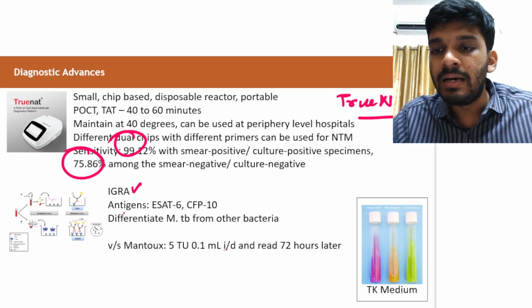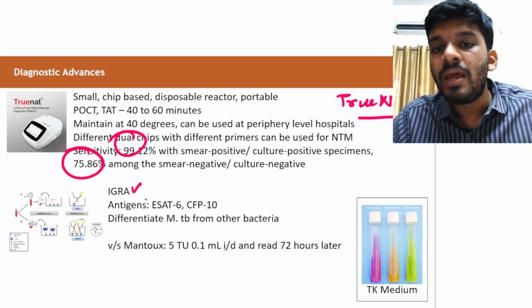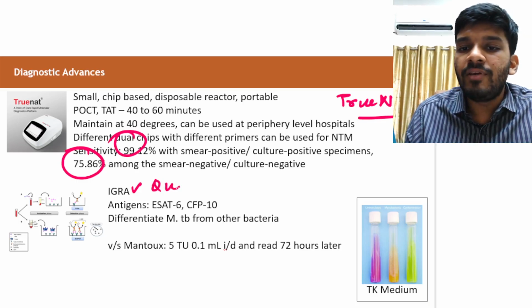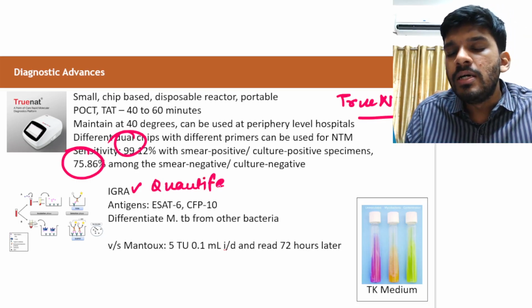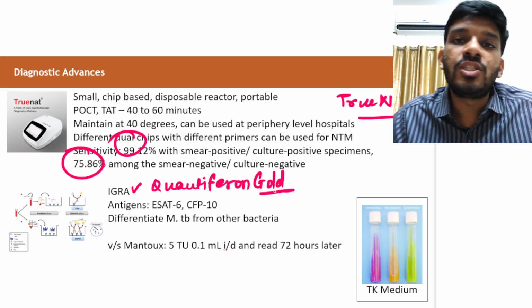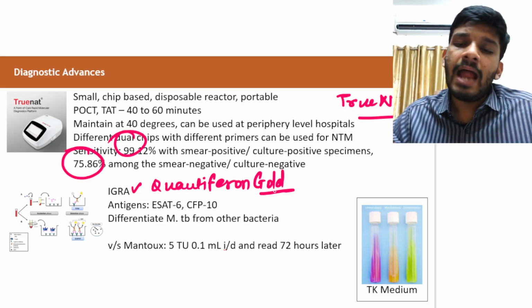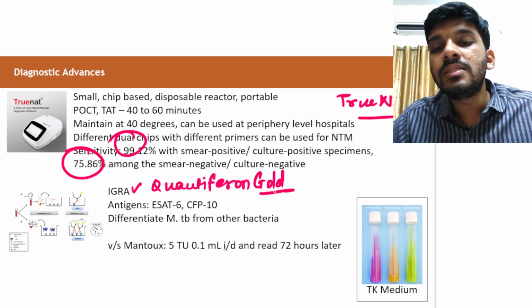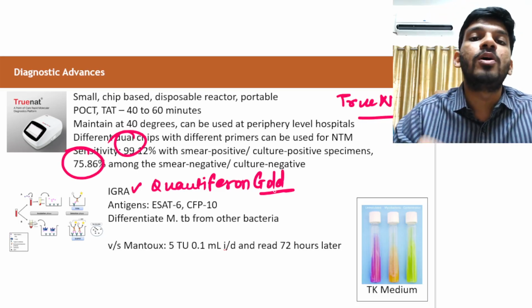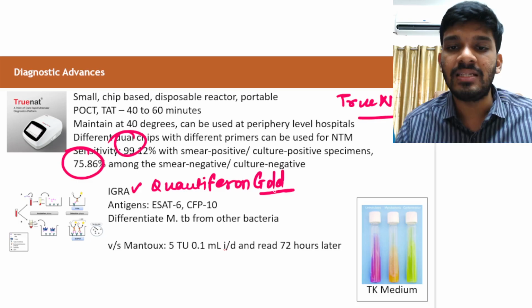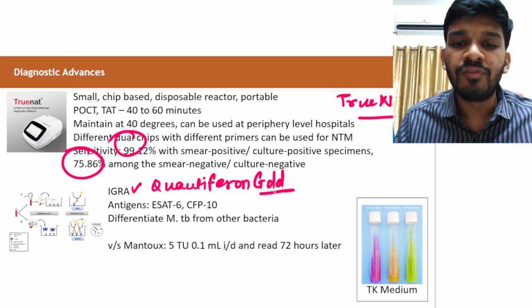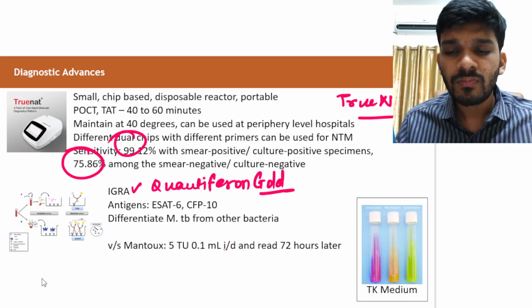interferon gamma release assay, or the IGRA test. And in the IGRA test, you have the concept of QuantiFERON Gold. So it basically sees whether a person is sensitized to Mycobacterium tuberculosis. And the good advantage over the Mantoux test is that it is not positive in patients who have received the BCG vaccination. So it can differentiate vaccination from exposure, right?